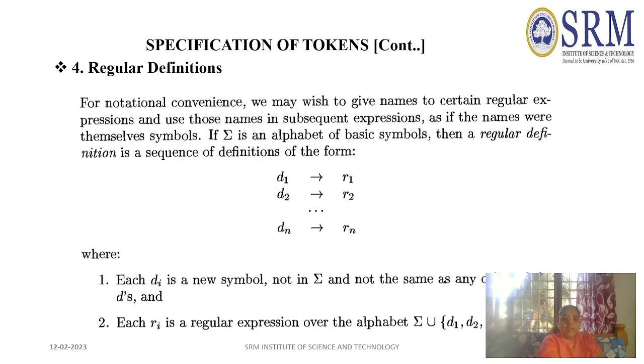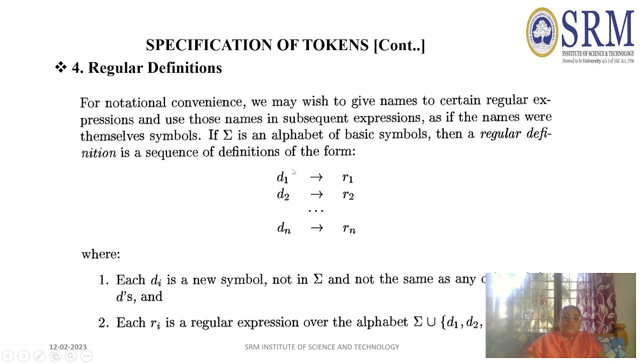Now coming to the regular definitions. A regular definition is a sequence of definitions of the form. Here the set of alphabet is an alphabet of basic symbols. Then regular definitions is a sequence of definitions of the form D1 produces R1. For example, an identifier. How will we write an identifier? It must start with a letter followed by letter or digit, any number of times. That is L open parenthesis L union D whole to the power star we have written. So that is called an identifier.